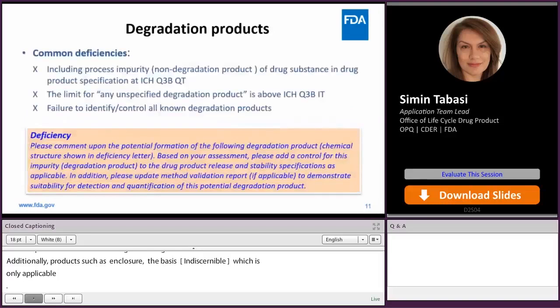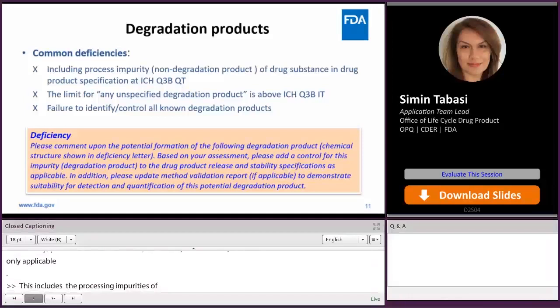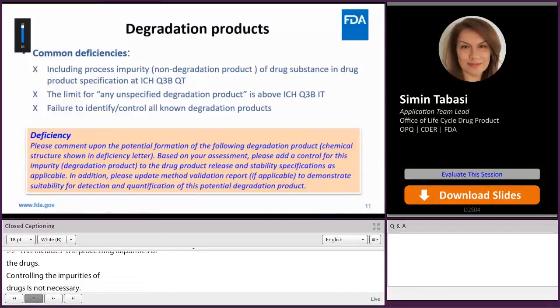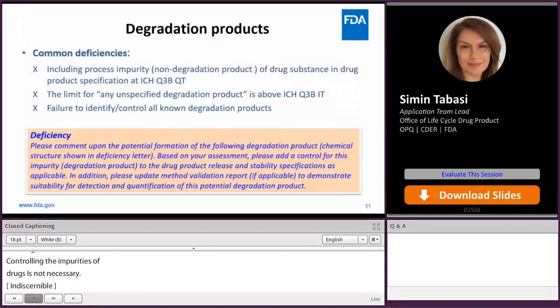One of the most common deficiencies is including those process impurities of drug substance which are non-degradation products in drug product specification at the ICH Q3B qualification threshold. Controlling these impurities of drug substance in drug product specification is not necessary, since these impurities will not increase during shelf life of the drug product. If any applicant wishes to include them in drug product specification, it should remain within the ICH Q3A limit.